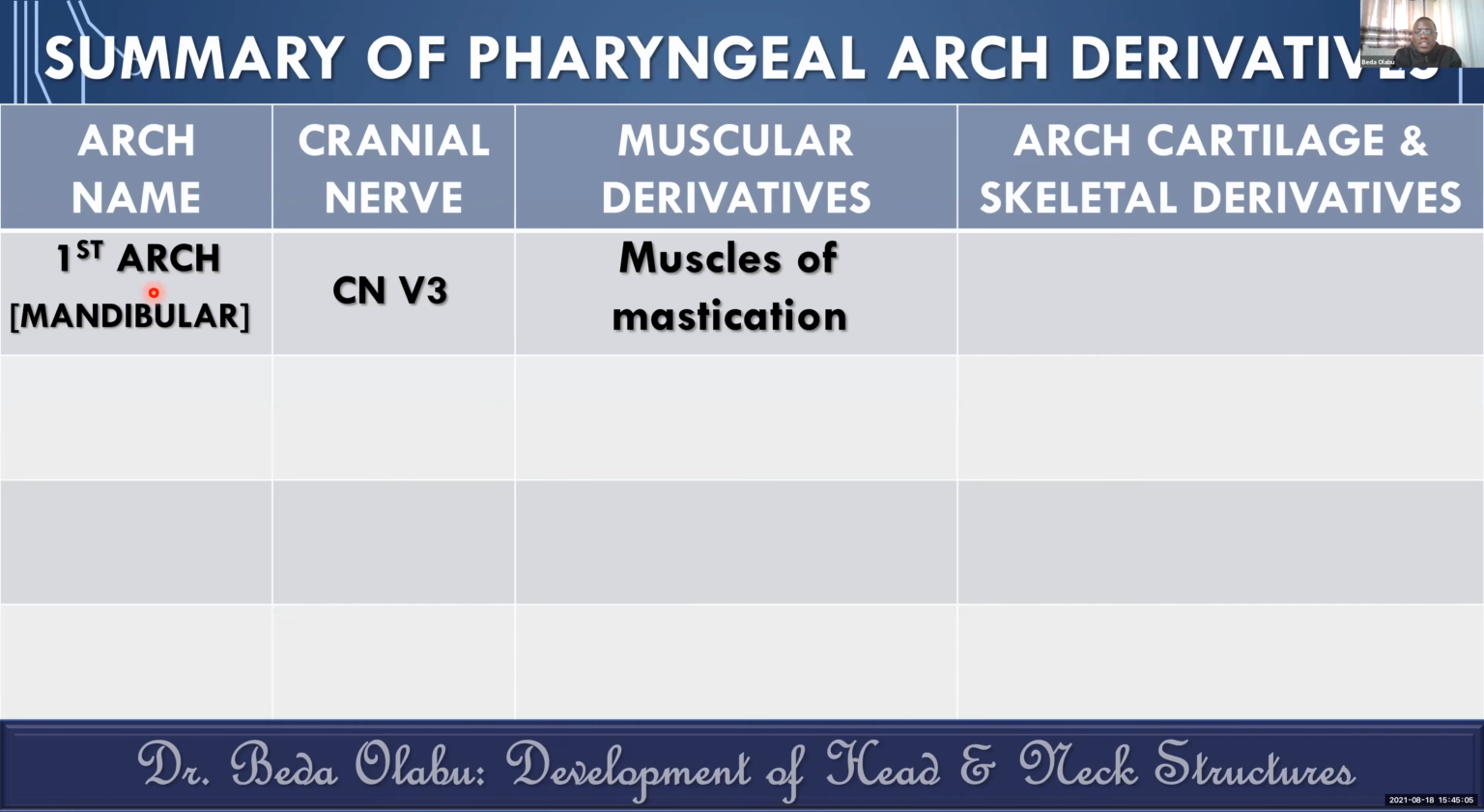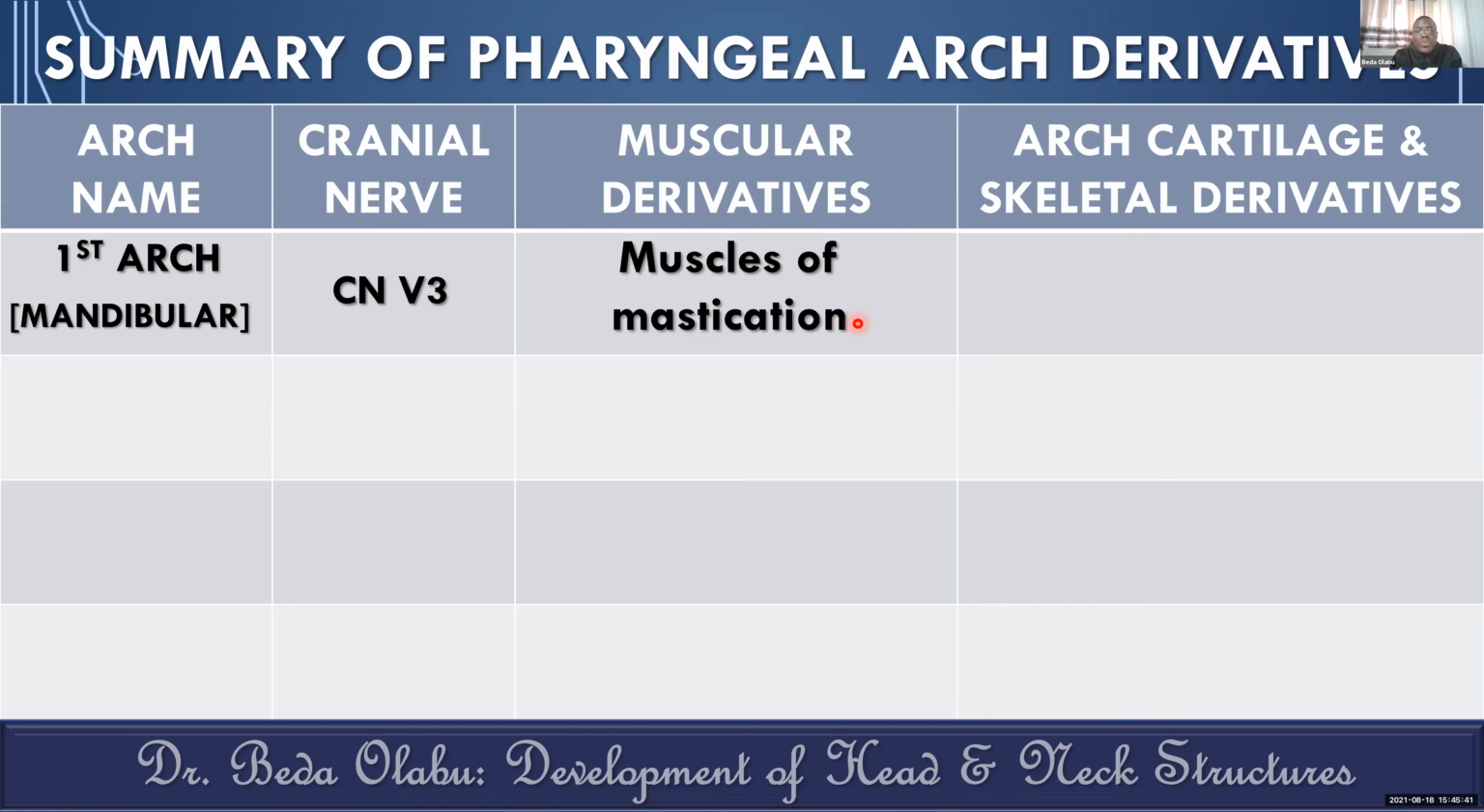So there are principally four major muscles, the primary muscles of mastication. We have the masseter, the temporalis, and the medial and lateral pterygoid muscles. Those four muscles are supplied by branches of the mandibular division of the trigeminal nerve. They are derivatives of the first pharyngeal arch.